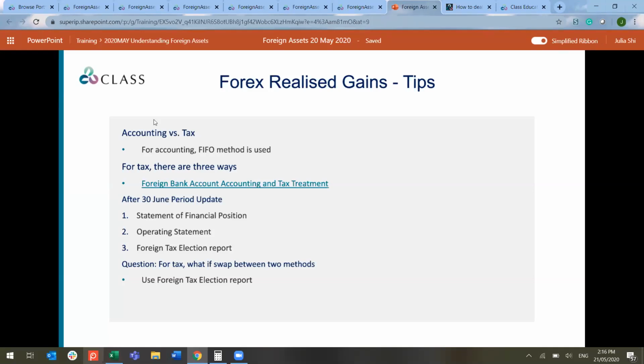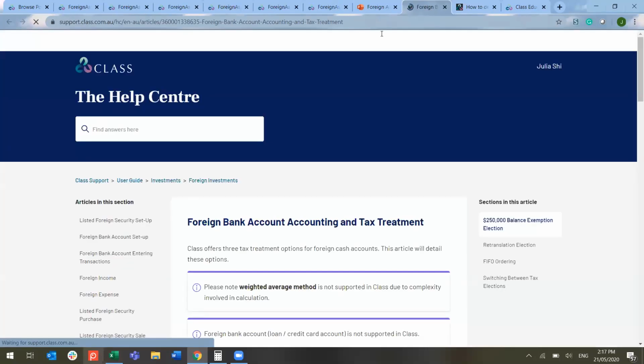For accounting, if not most of the cases, there will be multiple cash in and cash out transactions. So for accounting purposes, we use the first in, first out method to calculate the realized gain and loss. But for tax, we do have 3 different options.